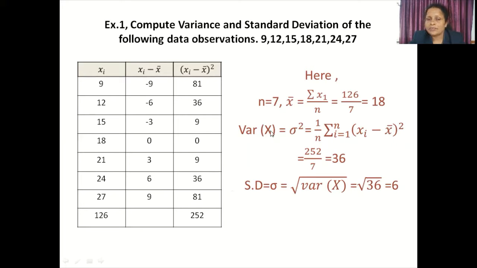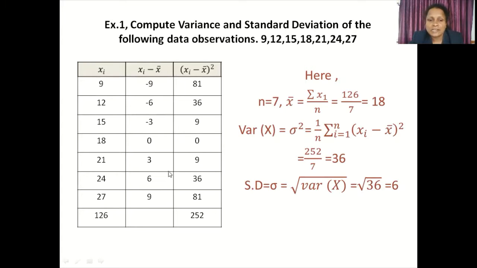And so we write in our formula variance of x, which is also denoted by sigma square, and it is 1 upon n summation of xi minus x bar whole square, i from 1 to n. And so we substitute here 252, this summation, total number of observations are 7, and this division becomes 36, which is our variance, that is sigma square equals 36. And now we take its square root to find the standard deviation, which is denoted by SD, which is also known as sigma, and square root of 36 is 6.